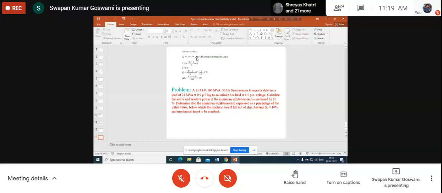This is a synchronous generator. Only the field current has been increased. So no change in active power output will occur because there is no change in the active power input. A generator basically is a converter. Mechanical power is being converted to electrical power.